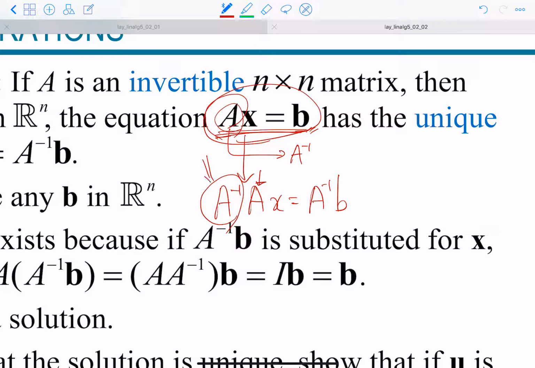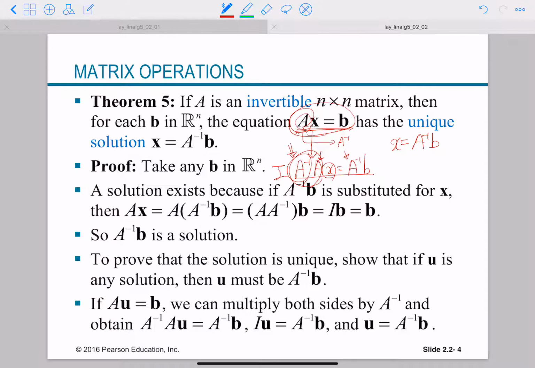By just multiplying this matrix on the left of both terms, we obtain over here that this guy is converted into the identity matrix, and the identity matrix times x is just represented as the original vector x, and then the right side is A inverse times b. Okay, so this is our solution. So at least we prove that the solution exists, in the form of this representation.